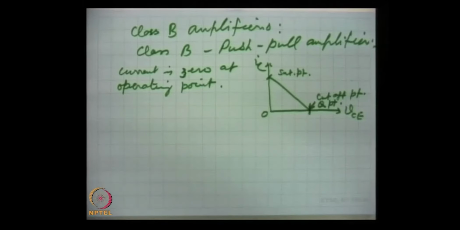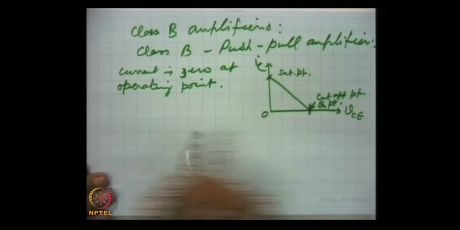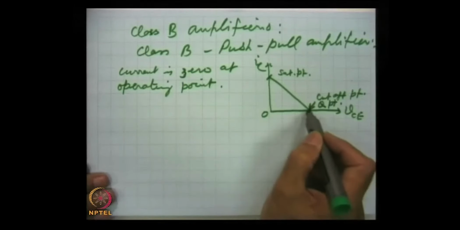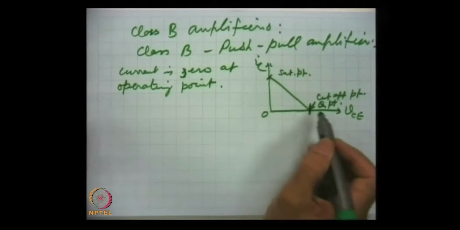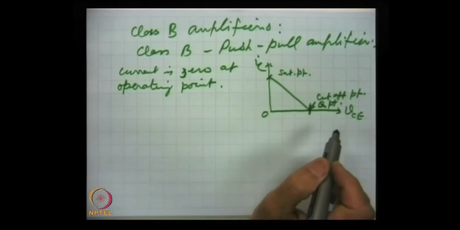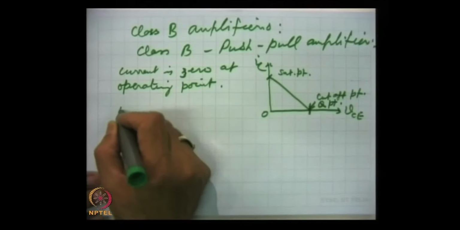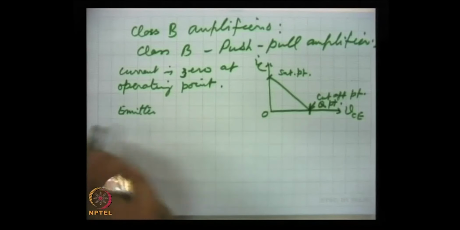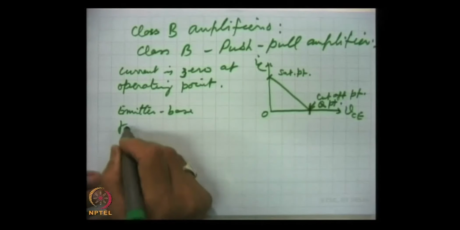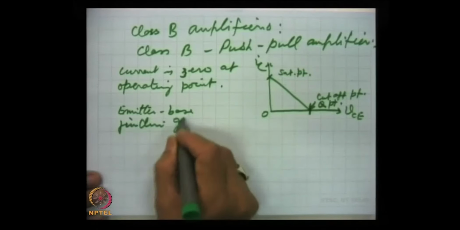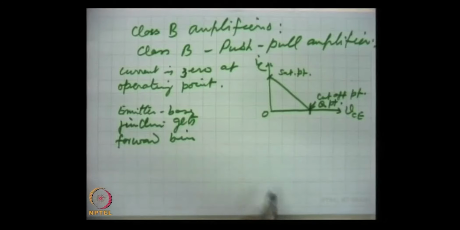Now, how do we get this? This means that the emitter junction initially will have no biasing voltage, so it will be off. But the emitter base junction gets forward bias from the input signal here.